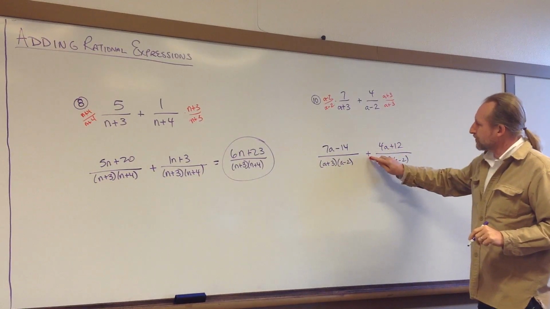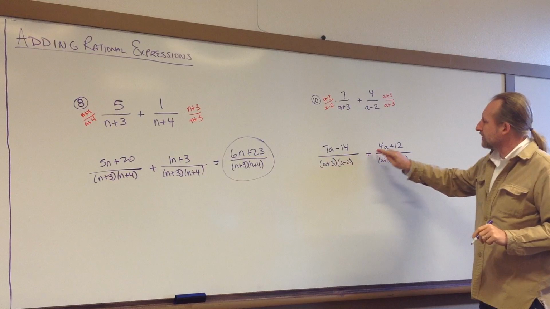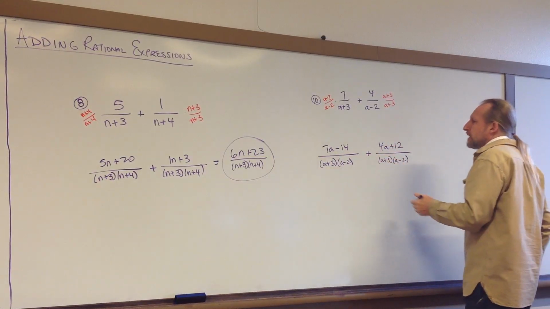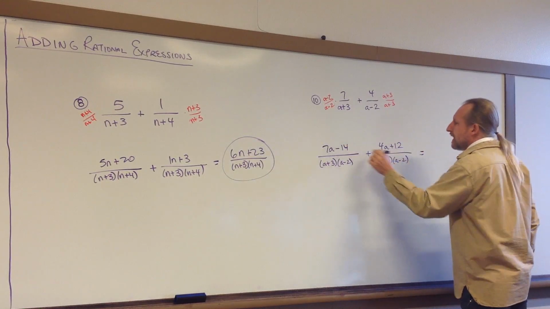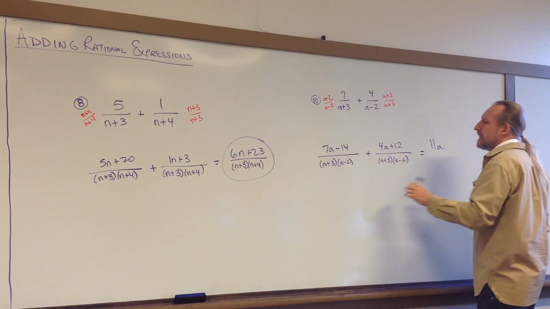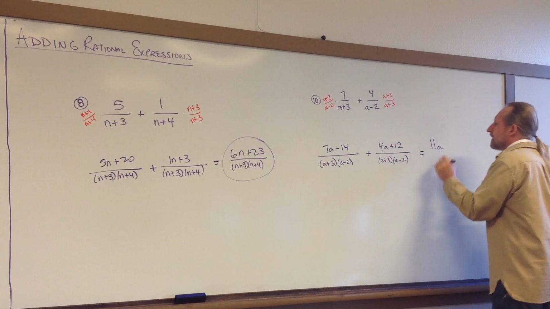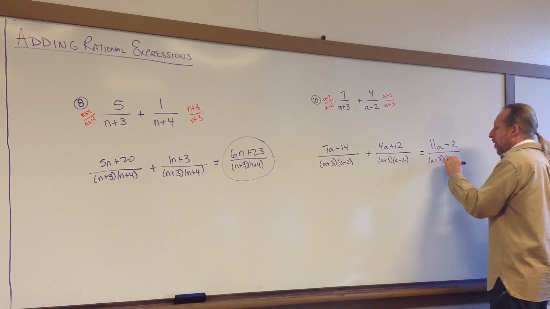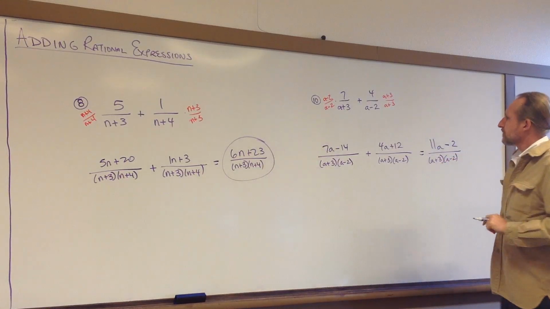Now again, if this was subtraction, you have to be careful about this and make sure you apply it to both of those terms. But it's addition, and so it's not that big a deal. 7a plus 4a is 11a. Negative 14 and positive 12 makes negative 2. And so there's problem 10.